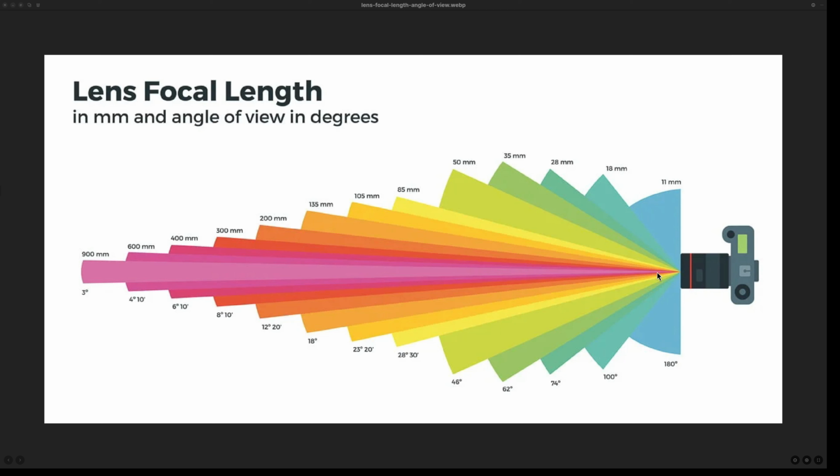The angle of view changes as you zoom in and zoom out. So the telephoto lens is just like a telescope. The wide angle lens is exactly the opposite. Now you understand the angle of view.